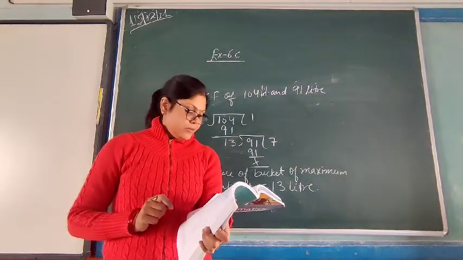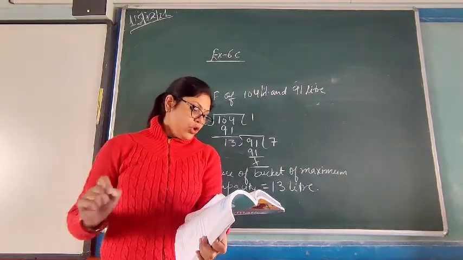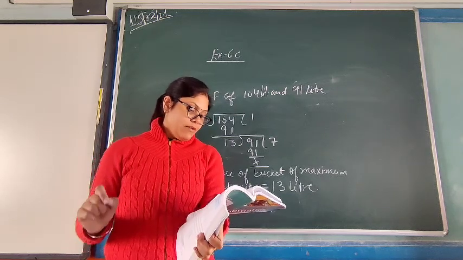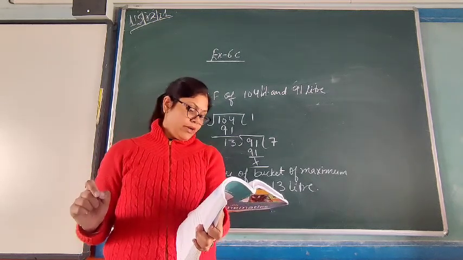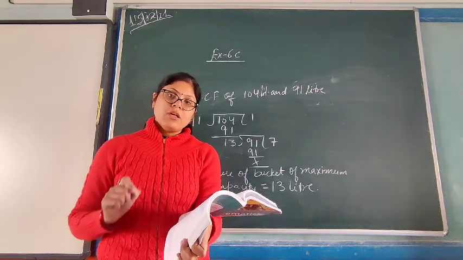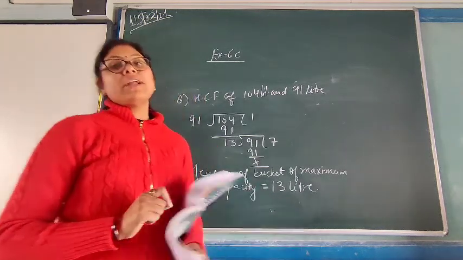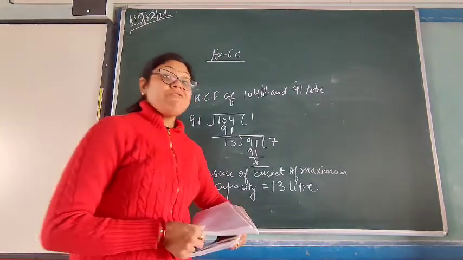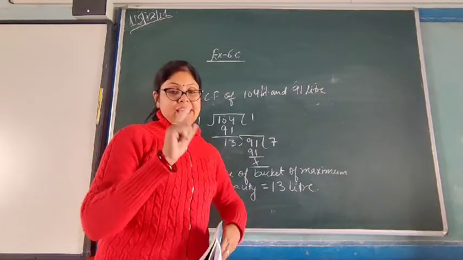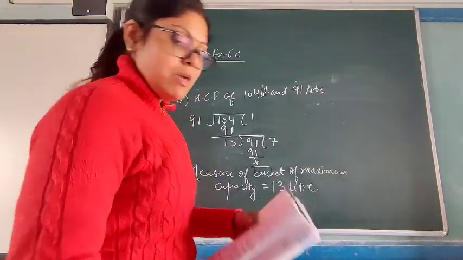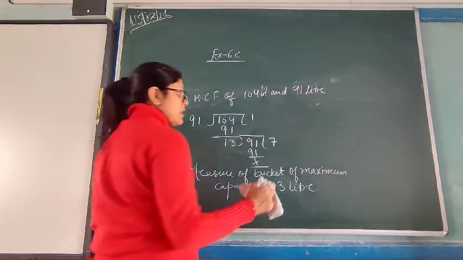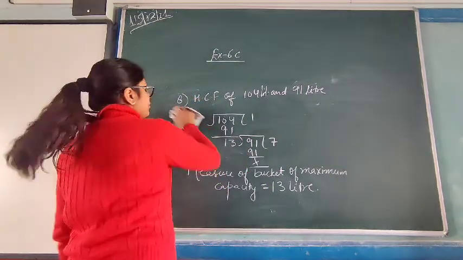Question number 8. Use HCF to show that 357 and 1625 are co-primes. What you will do: to show that the numbers are co-primes, if the HCF comes 1, this means that the numbers are co-prime. Let us do this question.